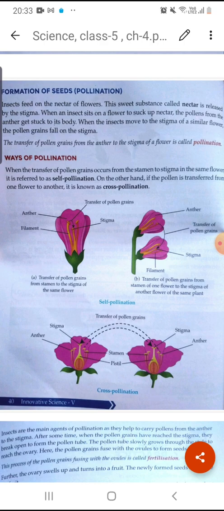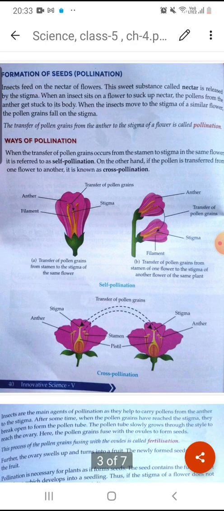So pollination means the transfer of pollen grains from the anther to the stigma of a flower. We generally have two types of pollination. One is self pollination and the other is cross pollination. Self pollination, you can see in the first figure, is when the transfer of pollen grains occurs from the stamen to the stigma in the same flower.